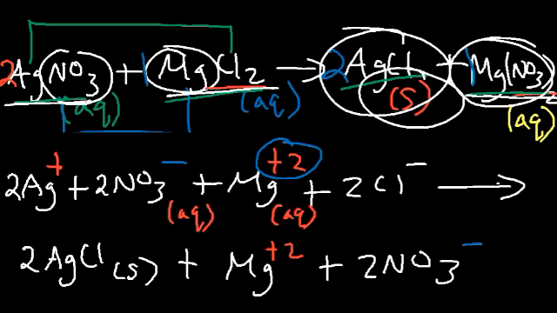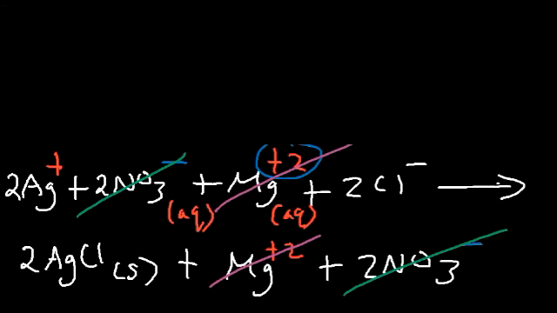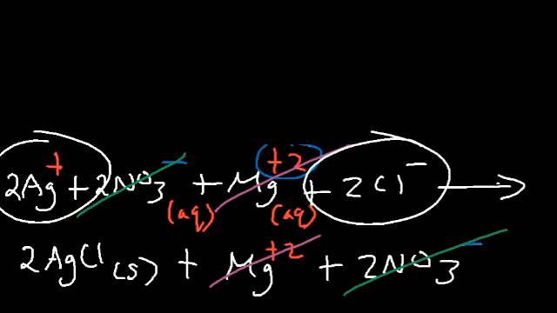Our next step is to eliminate the spectator ions. The spectator ions are those that do not participate in the reaction. They just spectate, they watch. So, on the reaction, they look exactly the same. The nitrate ions are spectator ions. We can cancel them out. And magnesium is a spectator ion. So what remains is the net ionic equation, which is 2Ag+ + 2Cl- produces 2AgCl.